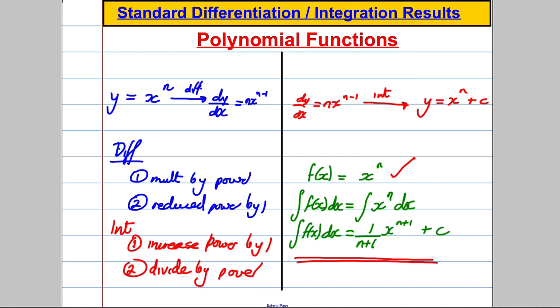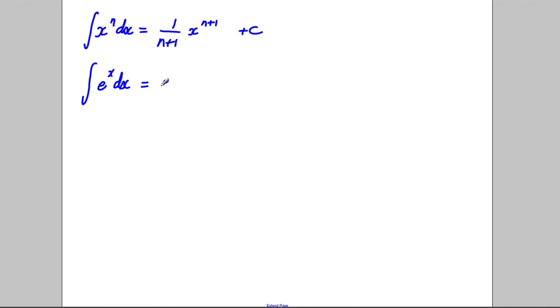actually I might do this on a separate page. These are what I've learned. So if I'm integrating x to the power of n with respect to x, I would get 1 over n plus 1, x to the power of n plus 1, plus c is the answer. If I'm integrating e to the power of x with respect to x, I would get e to the power of x plus a constant. If I was integrating 1 over x with respect to x, I would get the natural logarithm of x plus a constant, and then the various trig ones that I talked through.